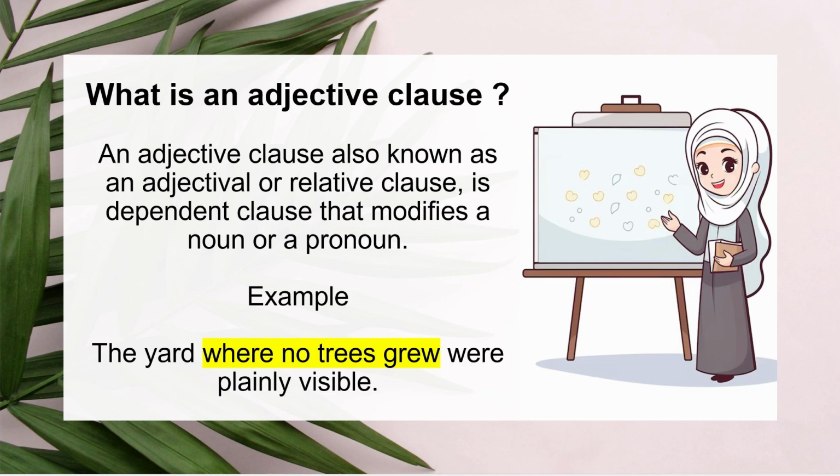Let's begin. What is an adjective clause? An adjective clause, also known as an adjectival or relative clause, is a dependent clause that modifies a noun or a pronoun. Example: the yard where no trees grew was plainly visible. In this sentence, where no trees grew is the adjective clause.